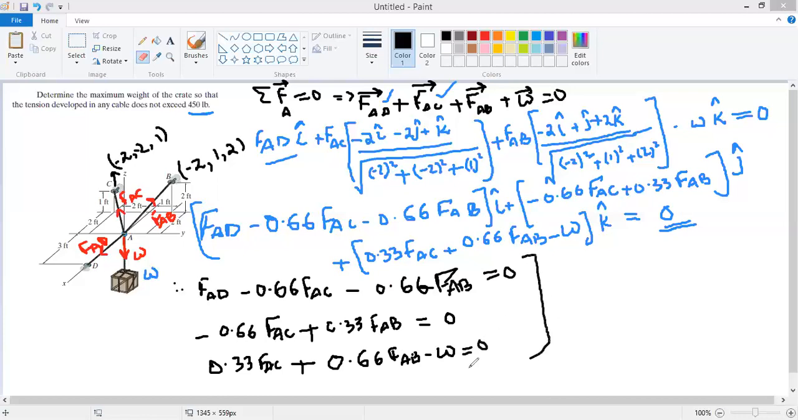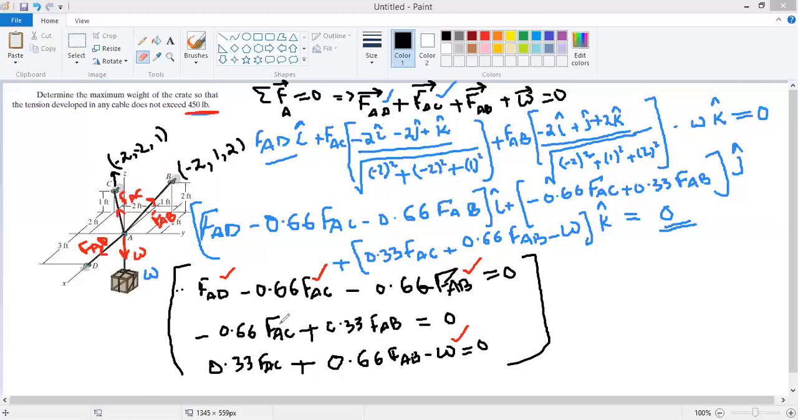So these are the three equations we are obtaining. Now you see in these three equations we have four variables. We need to find FAD, this is one. We need to find FAC, that is second. We need to find FAB, this is third. And we need to find this W, this is the fourth variable, but we have only three equations. But we are given that the force in each of these cords should not exceed 450 pounds. FAD should not be more than 450 pounds, FAC should not be more than 450 pounds, and FAB should also not be more than 450 pounds.